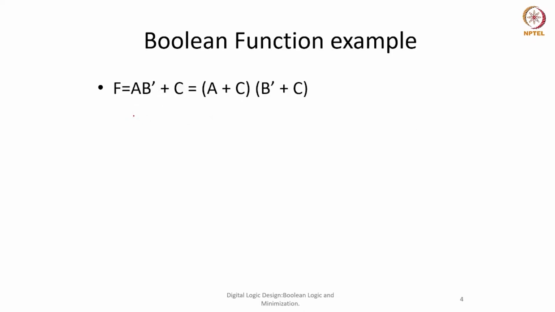So let us say we have these expressions. Let's consider them independently. The first expression we are saying is this, a b dash c. The other expression we consider is this, a plus c, b dash plus c. So let us see how to write this Boolean expression in the form of a truth table.